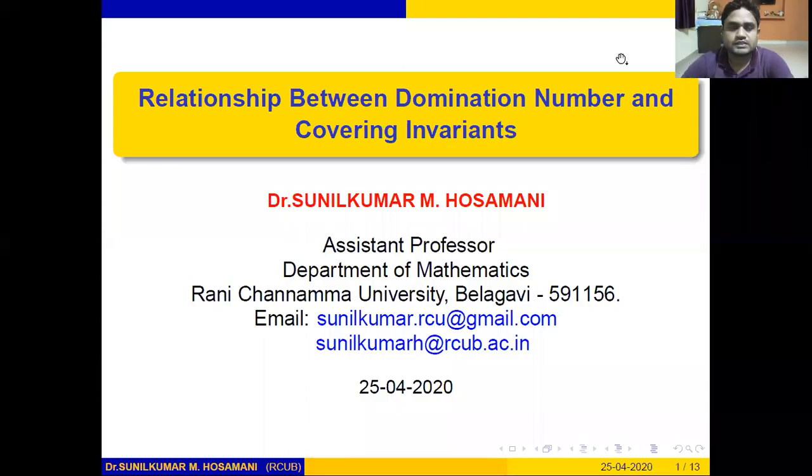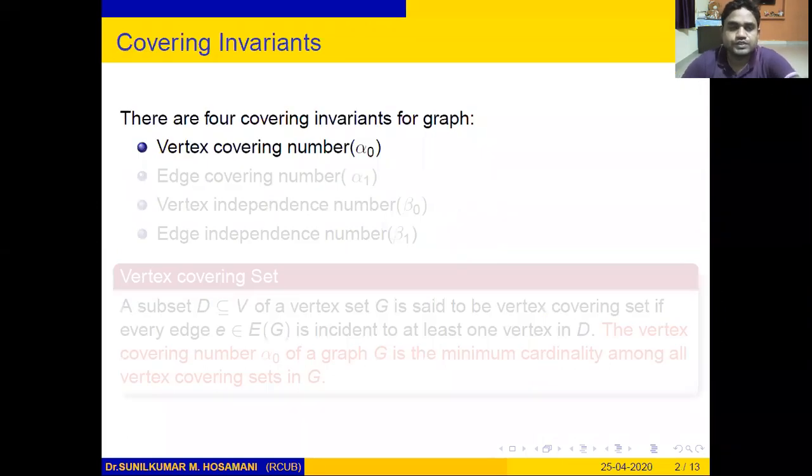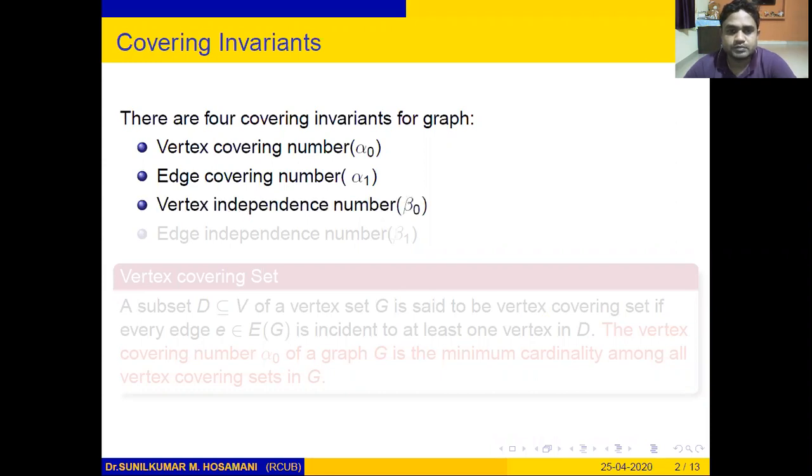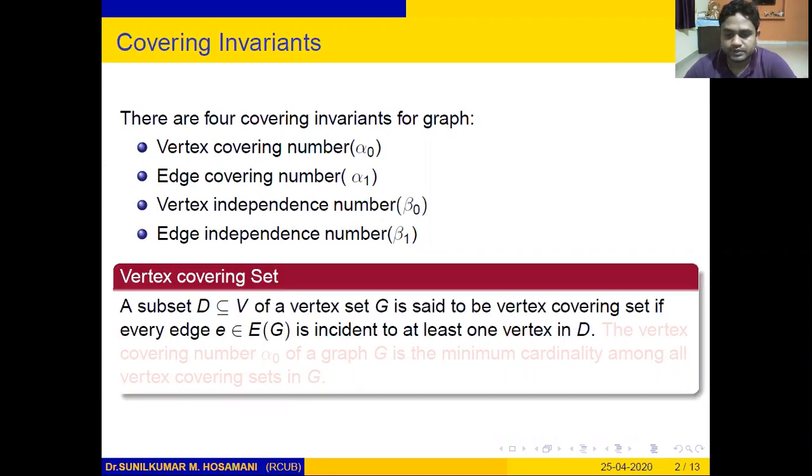Yeah, good morning, friends. So today we shall discuss two important graph theoretical parameters, which are domination number and covering invariants. Now look at the definitions of covering invariants. There are four types of covering invariants. First one is vertex covering number, edge covering number, vertex independence number, and edge independence number.